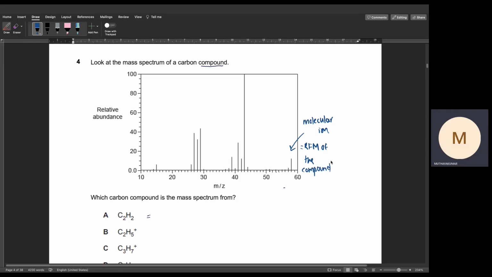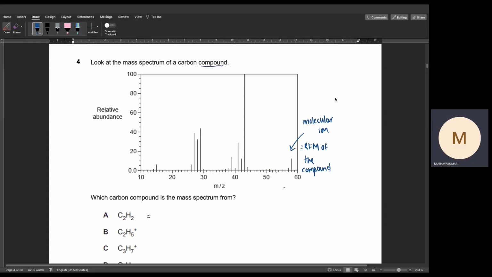So in mass spectrometry, a compound is passed through the mass spectrometer. It's vaporized first, so it's in gas form, and it's passed through the machine. And we bombard it with lots of electrons. Through this process, we form a positive ion, and this ion is the molecular ion peak. Now, this ion is quite unstable. It will break into smaller fragments.